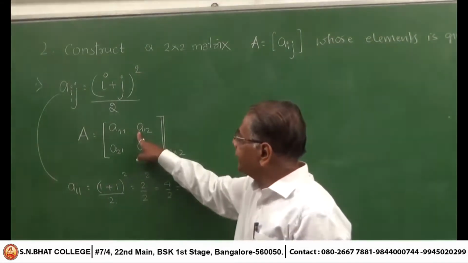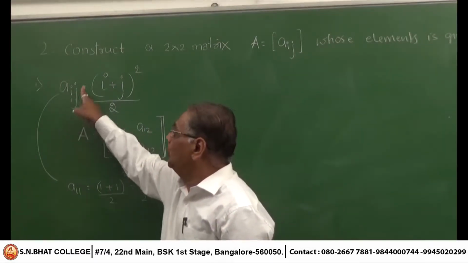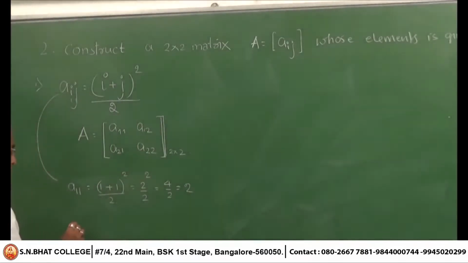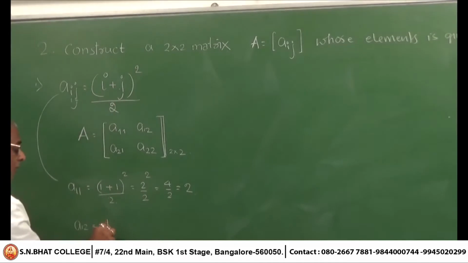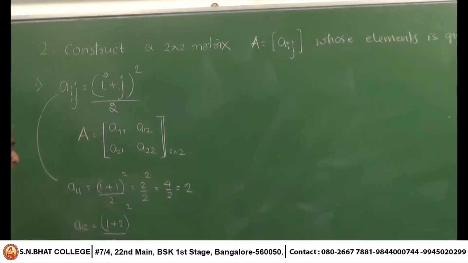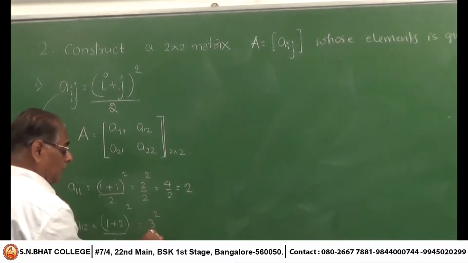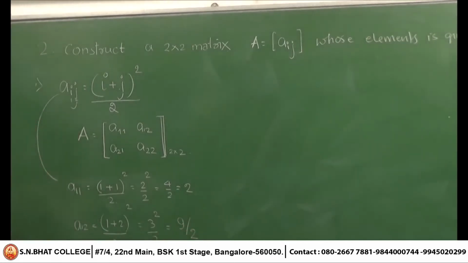Next, I have to calculate the second element A12. Replace I by 1, J by 2. Therefore, A12 becomes 1 plus J is 2 whole square divided by 2. I is 1, J is 2. 1 plus 2 whole square by 2. This is 3 square by 2. Answer is 9 by 2.